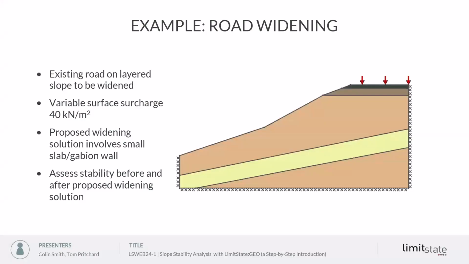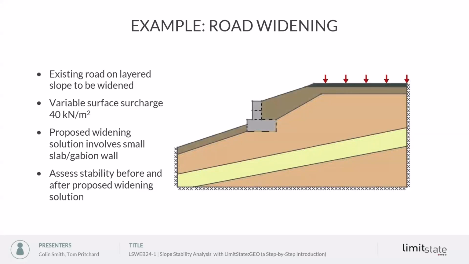So, problem definition. We're going to be looking at an existing road on a layered slope to be widened. A fairly largish surcharge, 40 kilonewtons per meter squared, we're going to assume is acting on the road. And we're going to try and widen the road to this extent. Assume that if we just try to widen it without adding this small concrete or gabion wall system, the slope would be too steep for stability. So we're going to assess the stability before and after the widening solution.